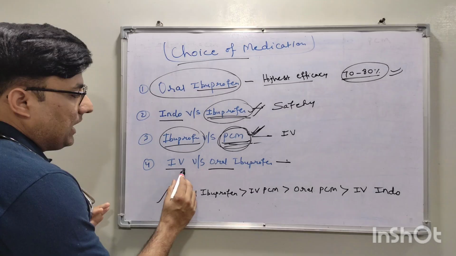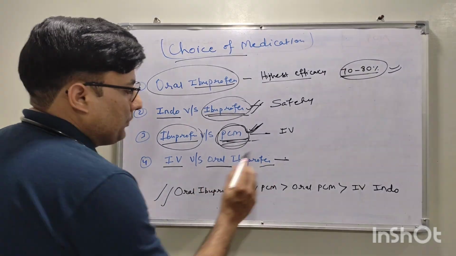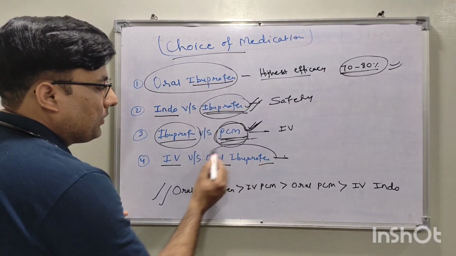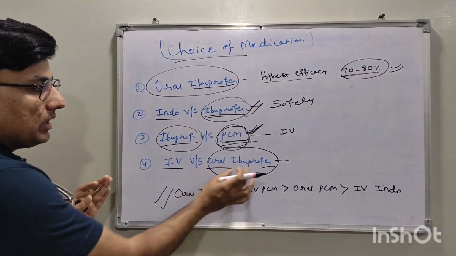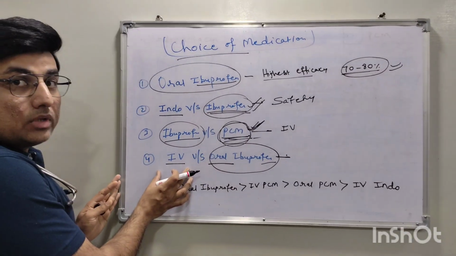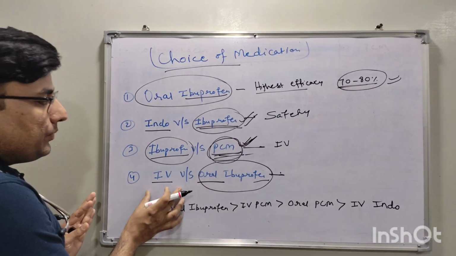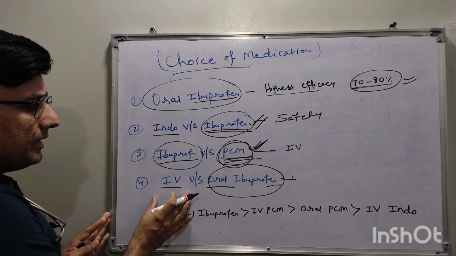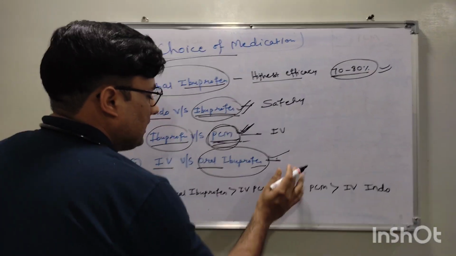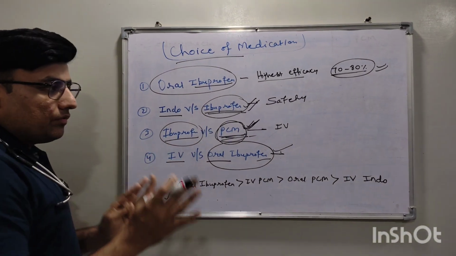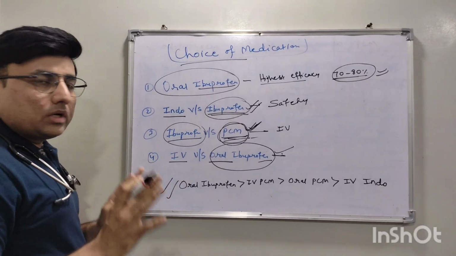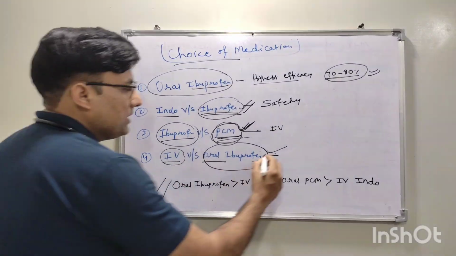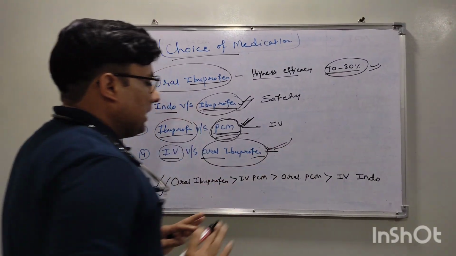Next, coming to IV ibuprofen versus oral ibuprofen. In that also, closure rates are higher with oral ibuprofen as compared to IV. And the IV formulation is not available in India also, and that's why oral is preferred. But if the baby is not on feeds and there is any contraindication to oral medication, we can use IV also. Otherwise, efficacy is more with oral ibuprofen.